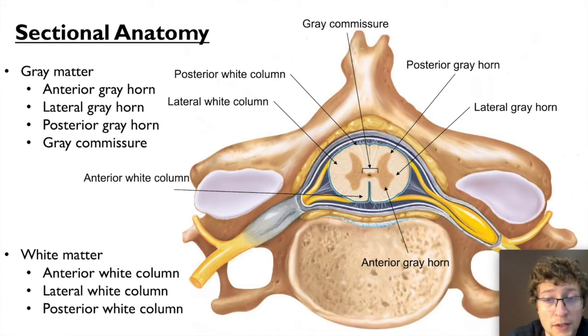And then for the gray matter, we really have just three horns. So we have a posterior gray horn, a lateral gray horn, and an anterior gray horn. So very simple naming system.